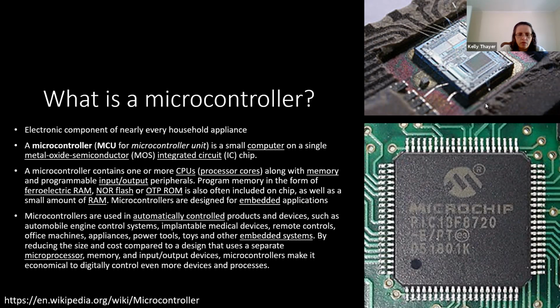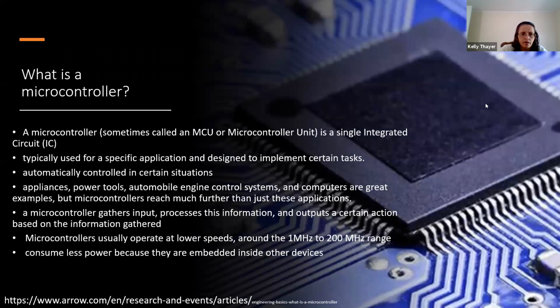They are needed when you need to automatically control products and devices. What you're going to have in there is some inputs and then some outputs. The inputs will come from some kinds of sensors that are associated with the device, and the outputs will be whatever the controller is going to do, such as make your coffee or start your car, or whatever the thing is that it needs to do. It's oftentimes used for specific applications designed to implement certain tasks, something that's going to be done over and over again. Automatic control is an important part of it. Some more examples here: power tools, car control systems.